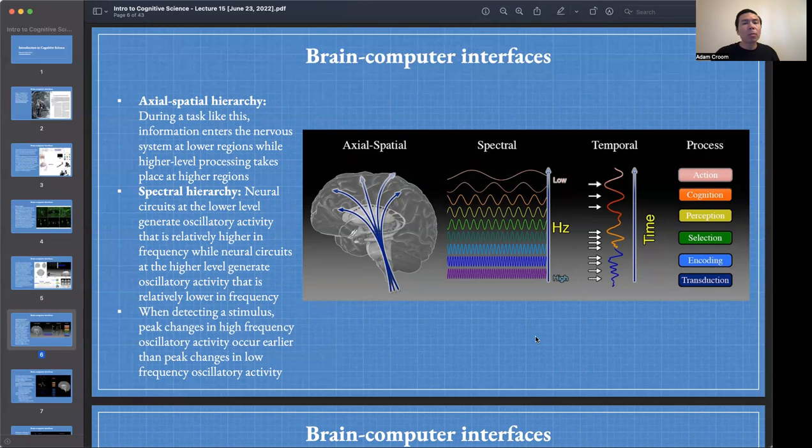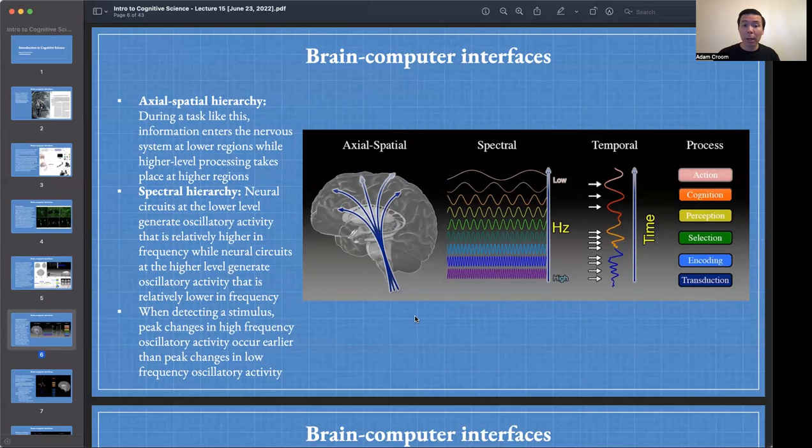On the right-hand side, we see processes that correlate with the axial-spatial hierarchy. At the lowest level, we have transduction, then we have encoding, selection, perception, cognition, and then action. This is correlated with information processing occurring up through the axial-spatial hierarchy. We also notice that there's a spectral hierarchy that's associated with the axial-spatial hierarchy.